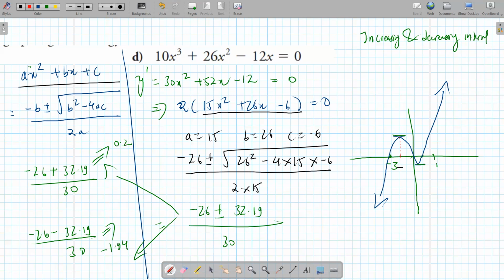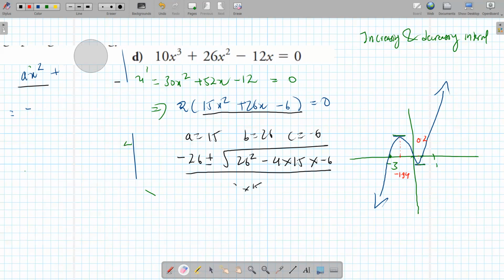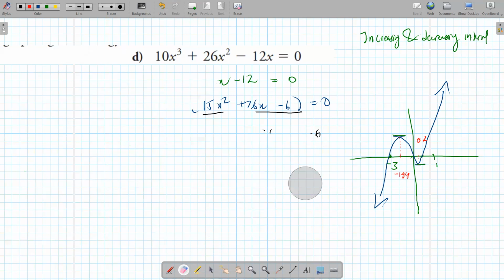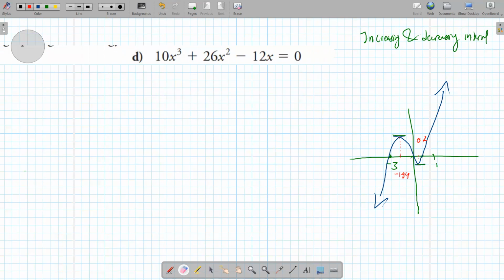Negative 1.94. Exactly, negative. So there's our first turning point, negative 1.94. That means our second turning point is at 0.2. Now using all this, you need to do all this to basically find where the turning point is to graph it precisely. Now we can answer this question. The question was, what is the increasing and decreasing interval?